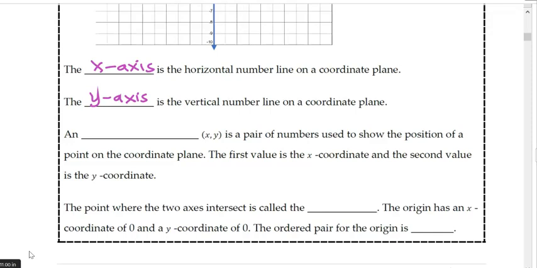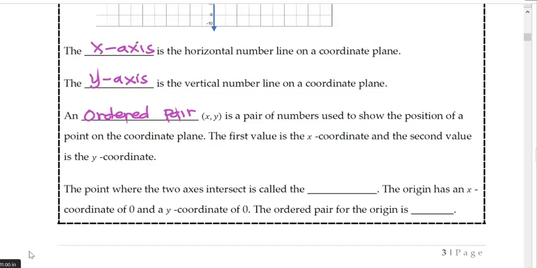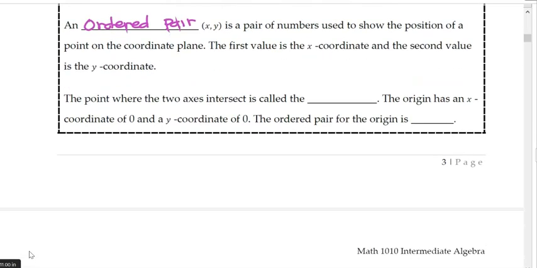So an ordered pair is the next thing that we need to talk about. And this is a point. So an ordered pair is a pair of numbers used to show the position of a point on a coordinate plane. The first value is the x-coordinate, and the second value is the y-coordinate. The point in which the two axes intersect is called the origin. The origin has an x-coordinate of 0 and a y-coordinate of 0. The ordered pair for the origin would be 0, 0.